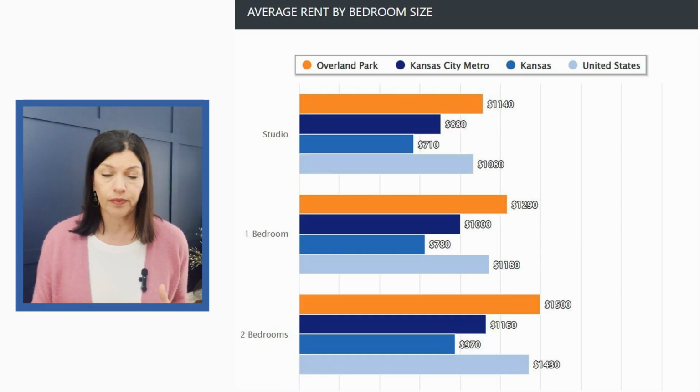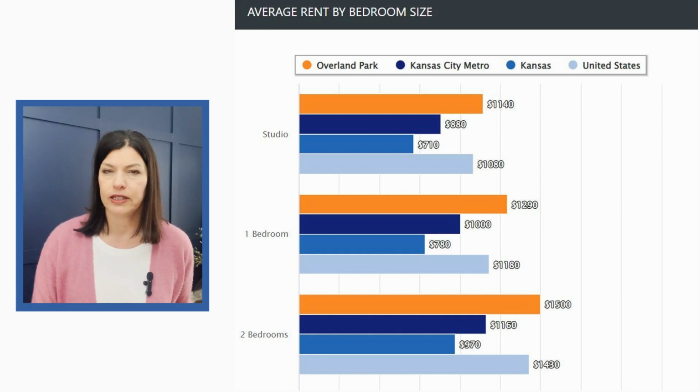So if I pulled up Overland Park again, you'll see there are four different lines. The orange is Overland Park, the dark blue is Kansas City, the entire metro area, not just Missouri or Kansas. The medium blue is the state of Kansas, and then the light blue is the average for the United States.